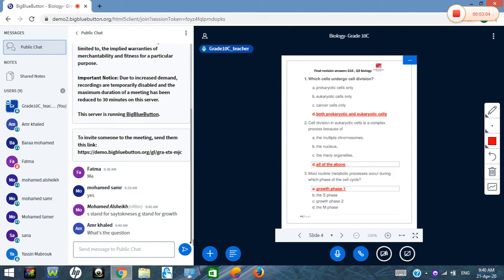Amr Khalid, what is the question? What is the difference between G0, G1, S, G2, M? All of these letters inside the cell cycle. What is the difference between all of them?